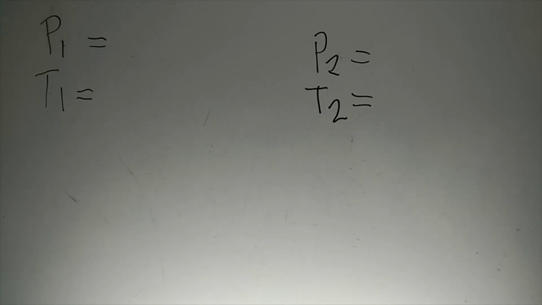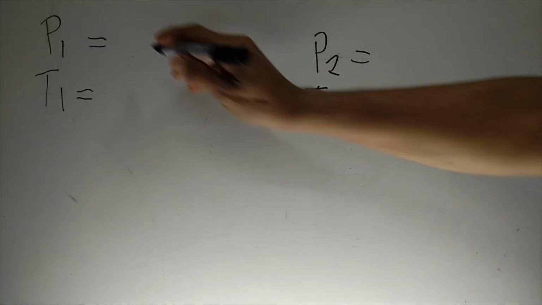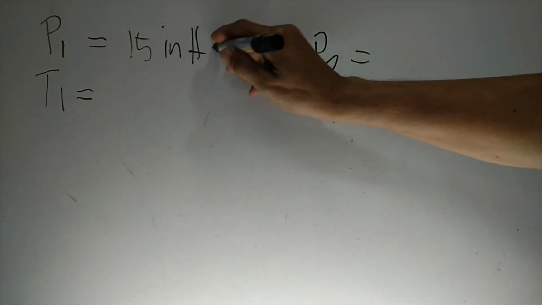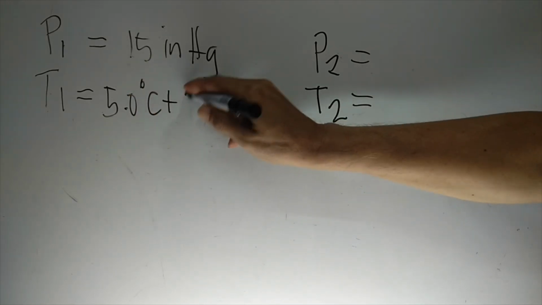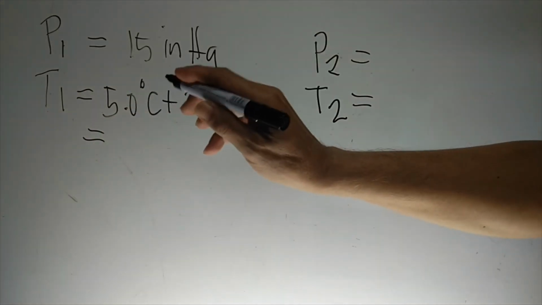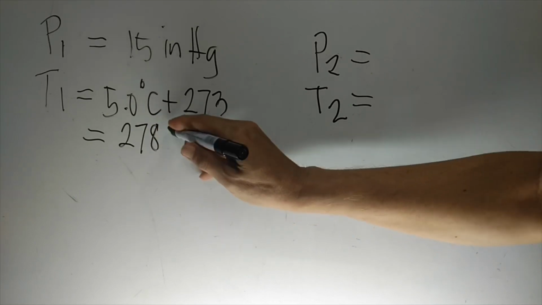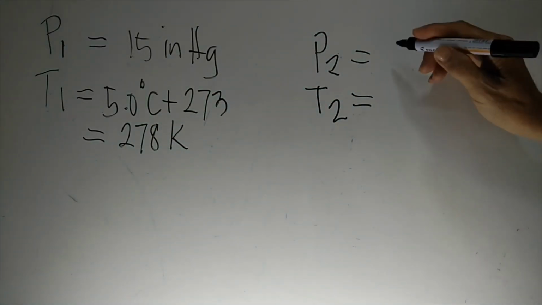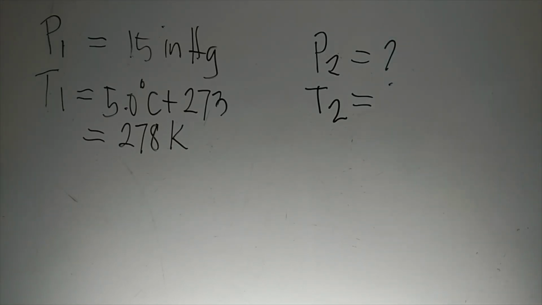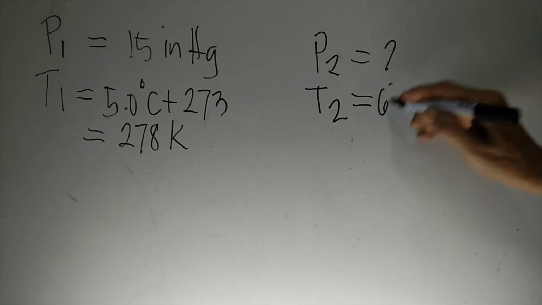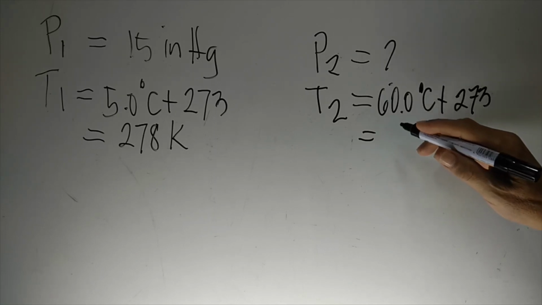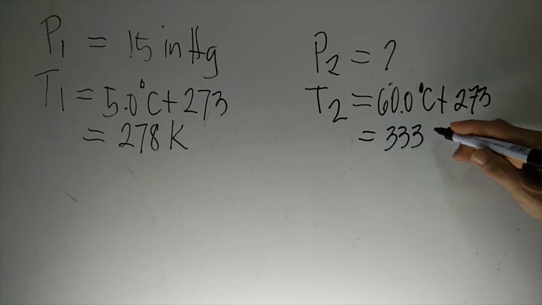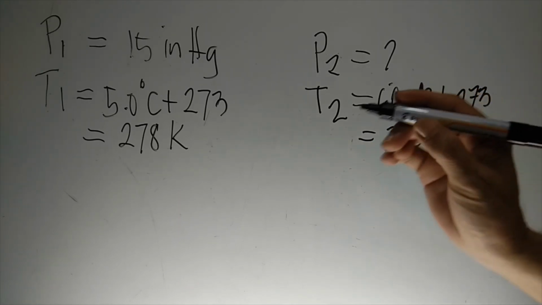To solve the problem, we're going to write all the information given by the problem, starting with P1 is 15 inches of mercury and T1 is 5.0 degrees Celsius plus 273, which will give us 278 Kelvin, while P2 is unknown and T2 is 60 degrees Celsius plus 273, which will give us a value of 333 Kelvin.